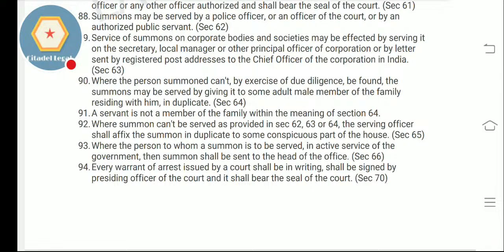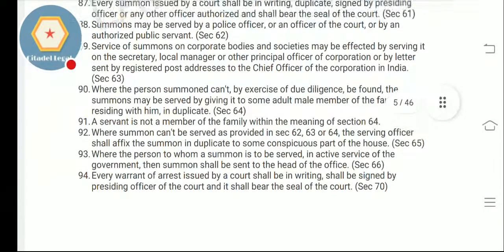Point number 94, section 70. Okay, section 70, every warrant of arrest issued by a court shall be in writing, shall be signed by the presiding officer of the court, and it shall bear the seal of the court. So after the provision of summons, we come to the provision of warrants from section 70. Sections 61 to 69 cover summons, and from 70 starts the warrant.